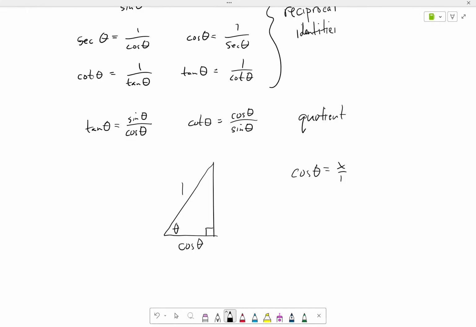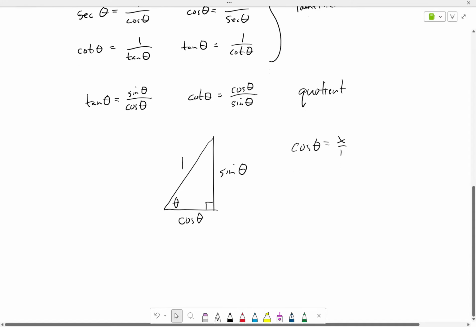Do you know the other side? Are you sure? It's not root 3 over 2? It's only root 3 in a very specific instance, right? But it's always sine of theta. Nothing new here, but we're about to do something that may be new for you.